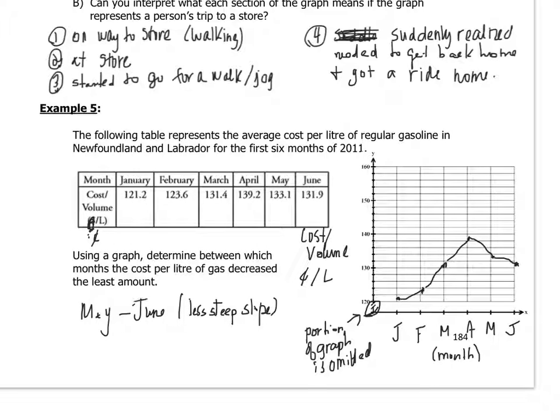And that slope would be a less steep slope and decreasing. Decreasing meaning a negative slope.